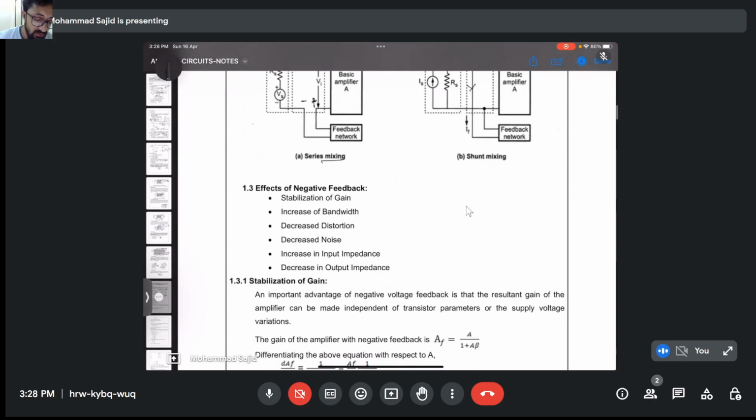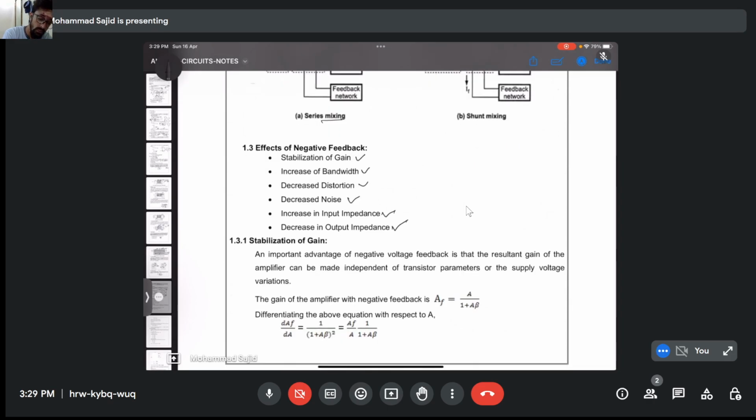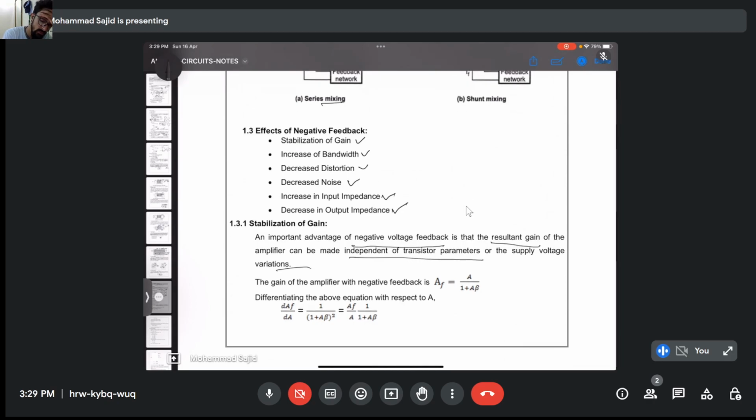Okay, what are the effects of negative feedback? It stabilizes the gain, increases bandwidth, decreases distortion, decreases noise, increases input impedance, and decreases output impedance. An important advantage of negative feedback is that the resultant gain of the amplifier can be made independent of the transistor parameters. And we will derive this formula when doing the numericals.